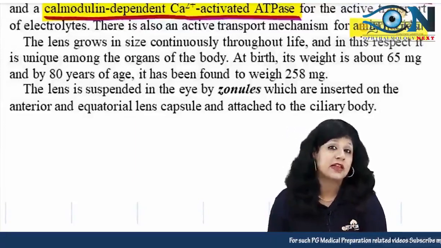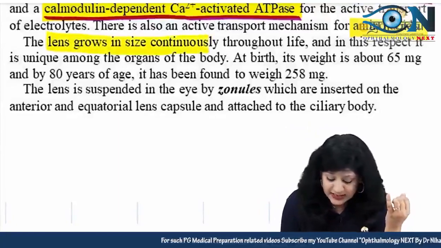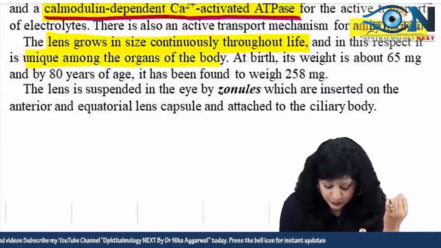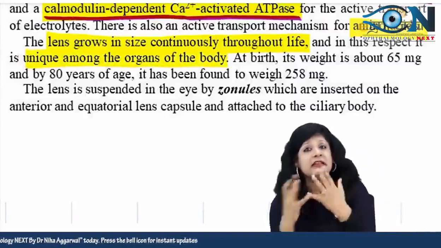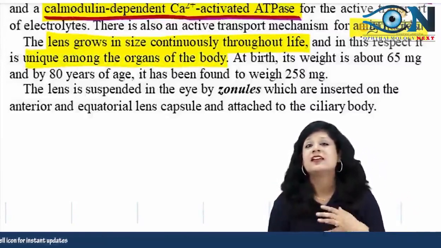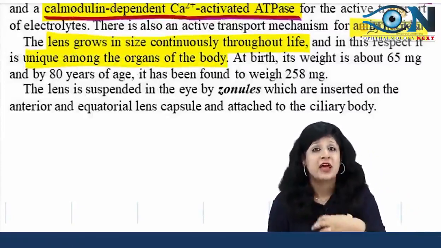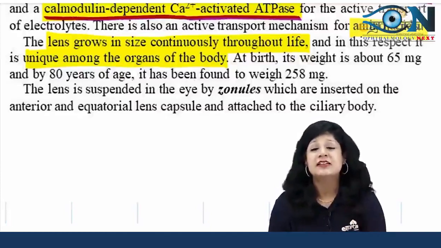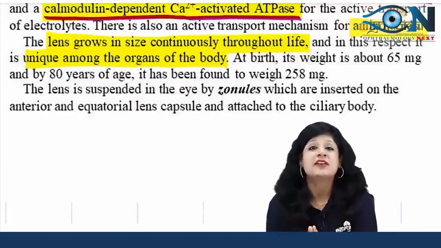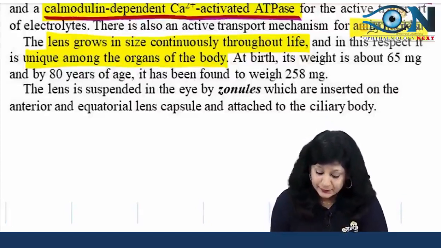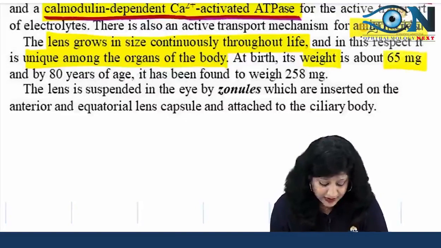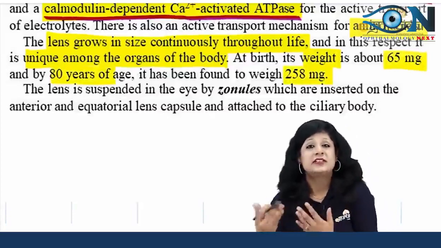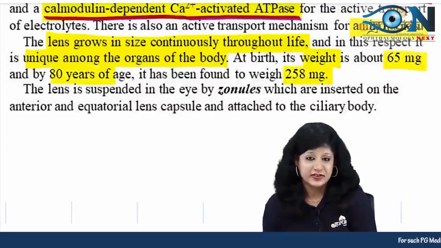Now another unique thing is that the lens grows in size continuously throughout life, and it is unique among the organs of the body. It continues to divide, it continues to grow throughout life, and that is the reason why it is so sensitive to radiations also. Okay, at birth the weight is 65 milligrams, by 80 years of age the weight is 258. That also shows that it is actually growing, that is why the weight is increasing.